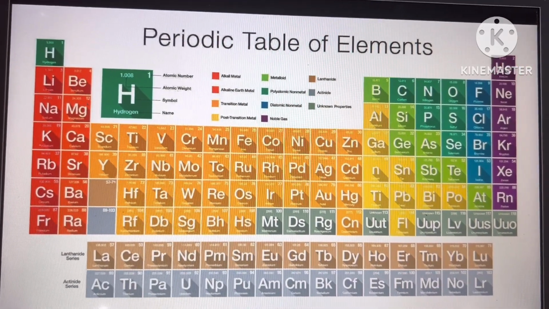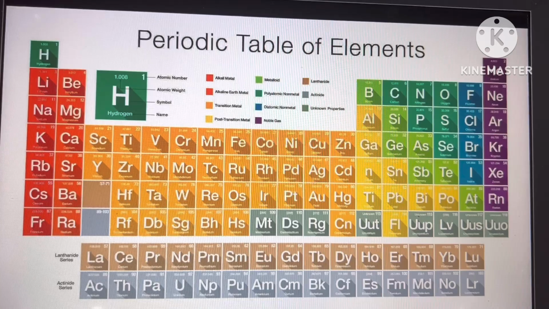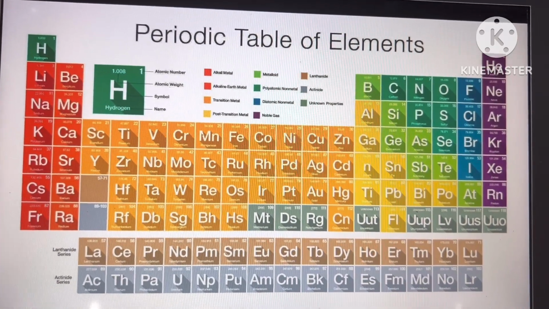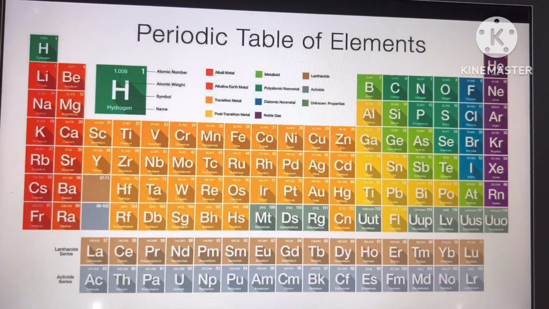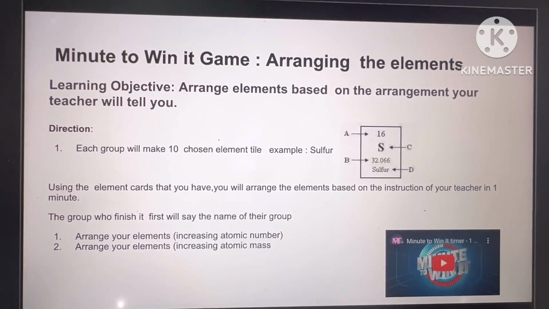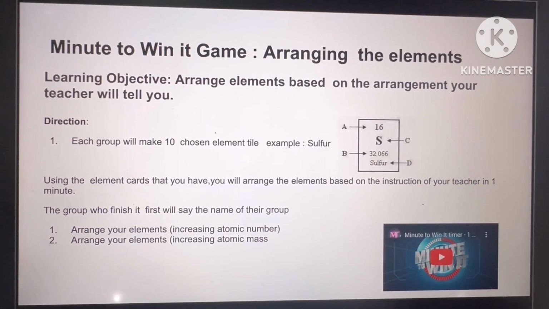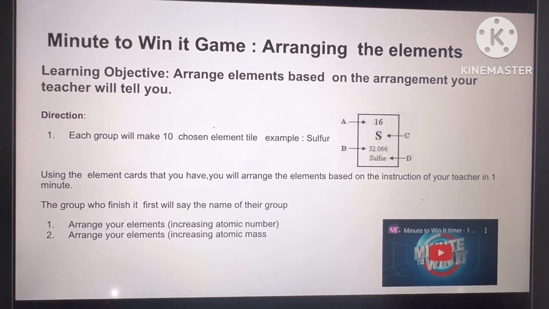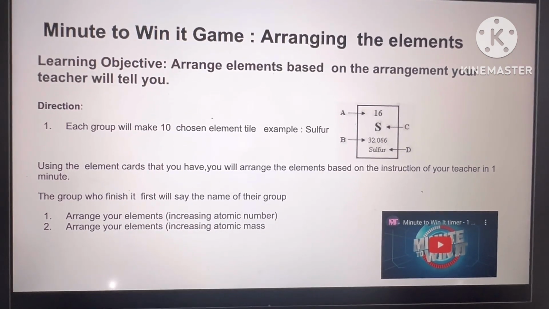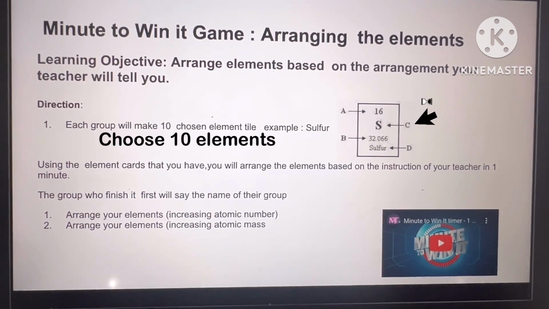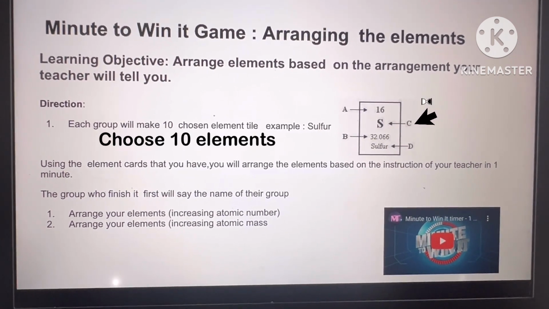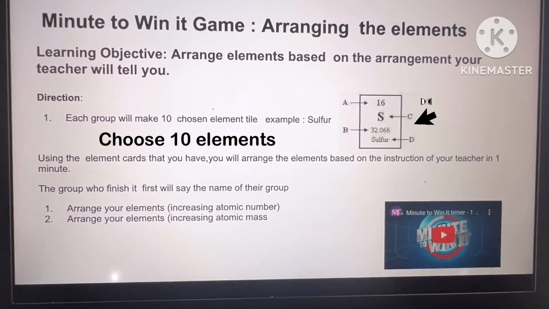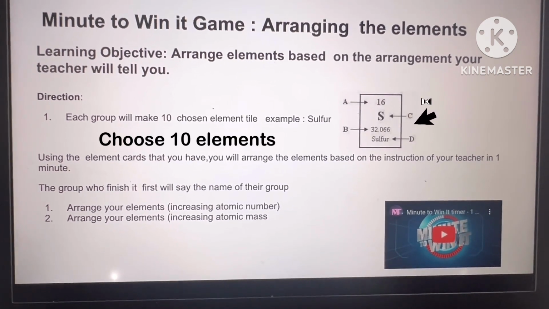Okay, at this point, we're going to have a game. For our minute-to-minute game, you will use this periodic table. Minute-to-minute game, arranging the elements. The learning objective: arrange elements based on the arrangement that your teacher will tell you. But first, you need to make element tiles. So from the periodic table shown earlier, your group will choose 10. That is the one that you will use for this game.